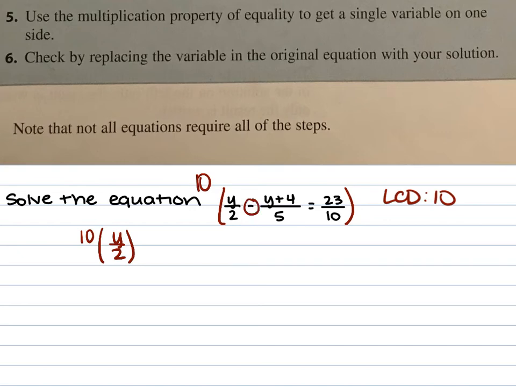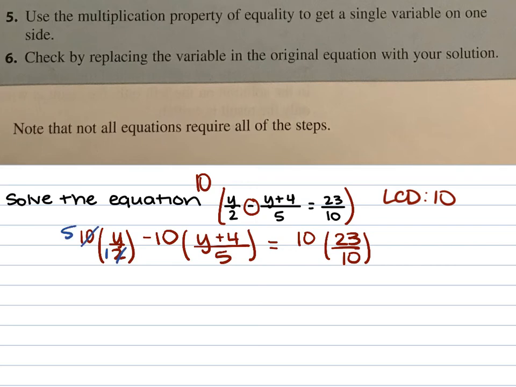The negative that's in front of that next term is going to stay with the 10. And I'm going to do negative 10 times y plus 4 over 5. And then I have 10 times 23 over 10. So the 10 and the 2 can simplify to become 5 and 1. So this is just 5 times y, which is 5y. The 5 and the negative 10 become a negative 2 and a 1. So this is a negative 2 times y plus 4. And then the 10's simplify to become 1s, so that's just 23.